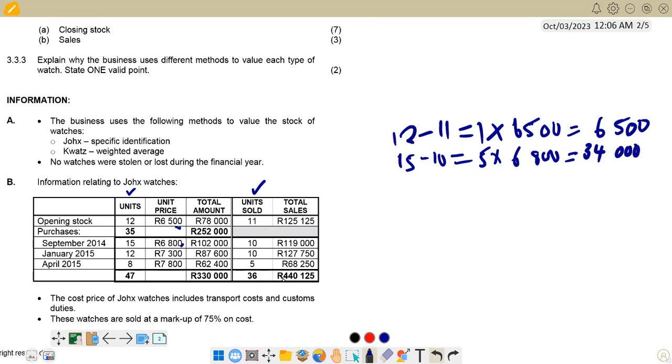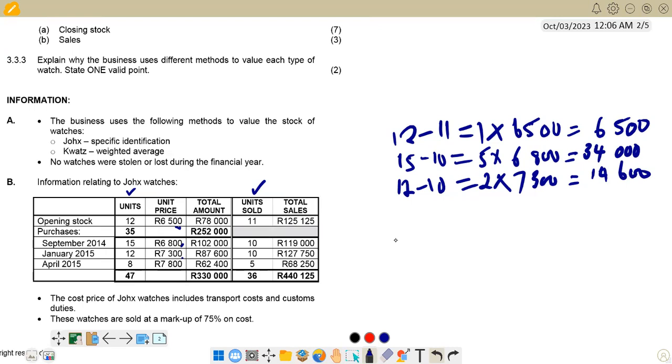Then we go to the next item. We have got 12 units there in January, and 10 were sold. So we say 12 minus 10, then we are left with 2. Then you multiply by the unit cost in January, which is 7,300. When you do that, you are going to get 14,600. So here we have got 14,600.